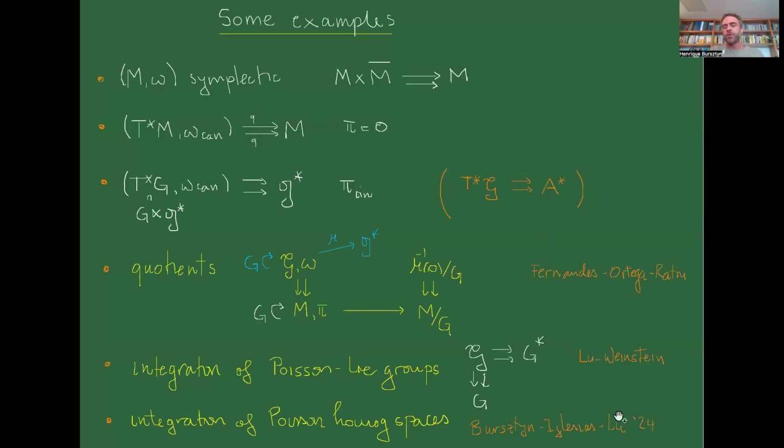And in a recent paper, I think it was only published last year, with David Iglesias and Zhang-Huan Lu, we extended this fact, and we proved that any Poisson homogeneous space is integrable, and we described their symplectic groupoids.